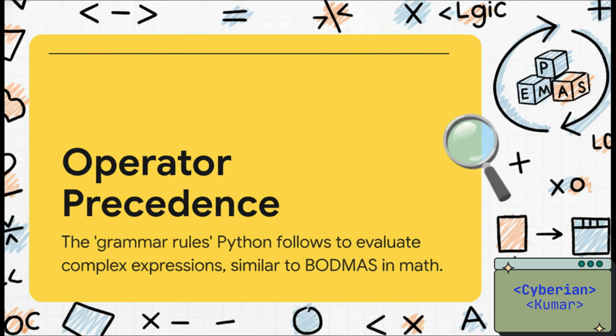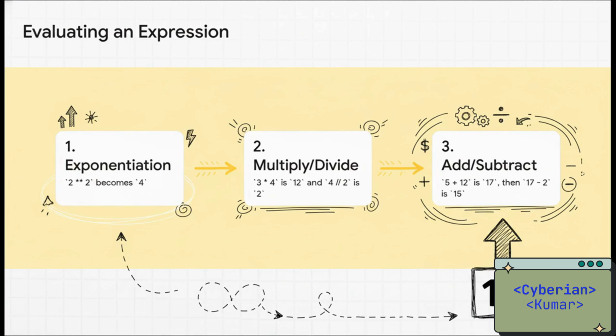So when we mix all these different operators together, how does Python know what to do first? It uses a strict set of rules called operator precedence. It's basically the order of operations for code. You probably remember something like PEMDAS from school. It's the same idea, and it guarantees that the code is evaluated the same way every single time. Let's watch it in action with this complex expression. Now, Python doesn't just go from left to right. First, it finds the highest precedence operator, which is exponentiation, so 2 to the power of 2 becomes 4. Then it handles the multiplication and division, so 3 times 4 is 12, and 4 floor divided by 2 is 2. And only at the very end does it do the addition and subtraction, which gives us our final answer of 15.